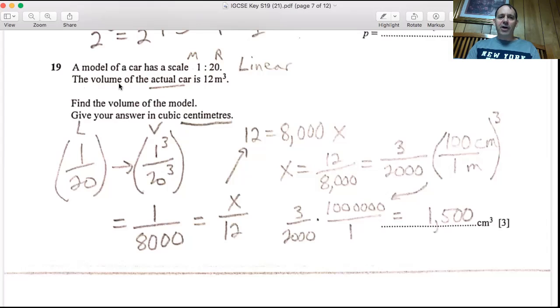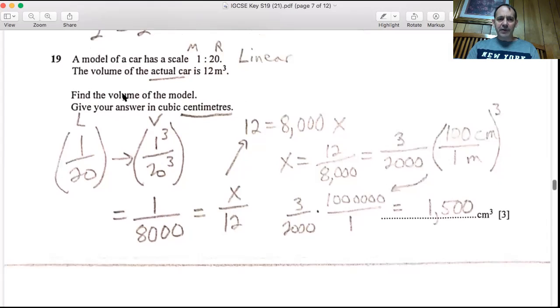Now it says the volume of the actual car, or the real car, is 12 meters cubed. What it wants you to do is find the volume of the model, and they want you to give it in cubic centimeters. So not only do we have the ratio, we also need to pay attention to the dimension, and we also need to do the conversion because it changed from cubic meters to cubic centimeters. Okay, so first let's deal with the ratio.